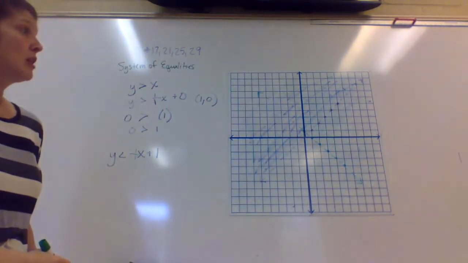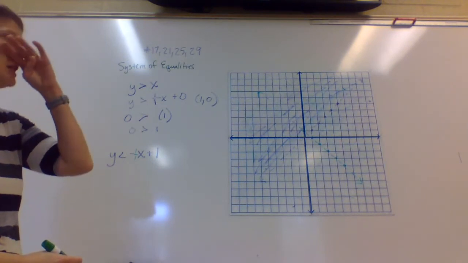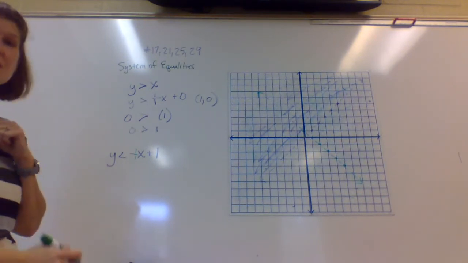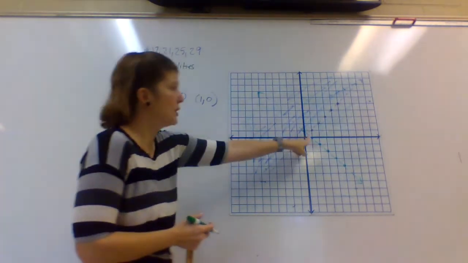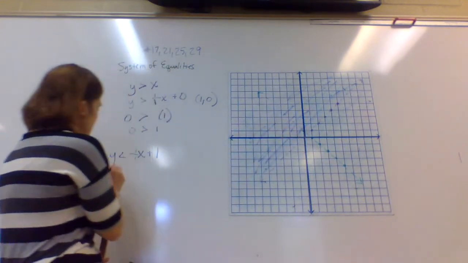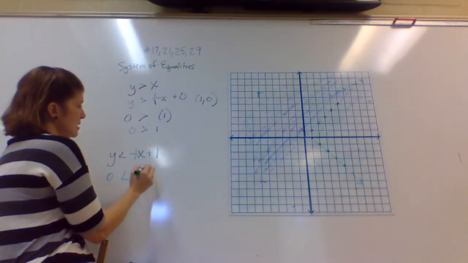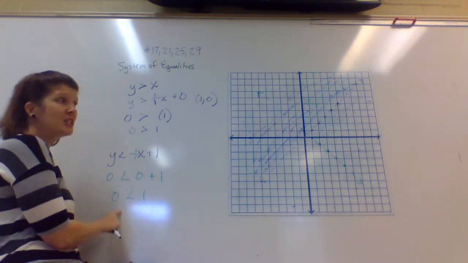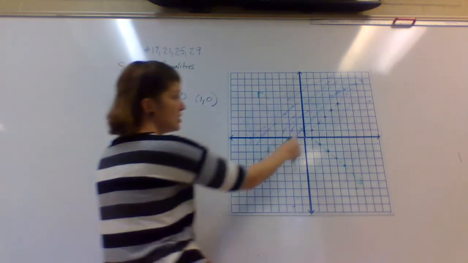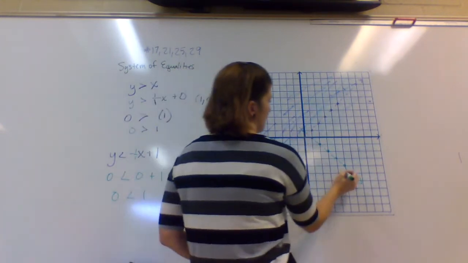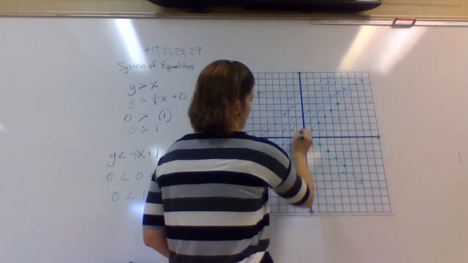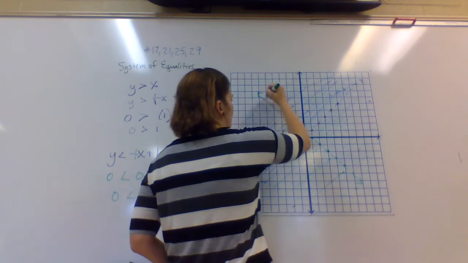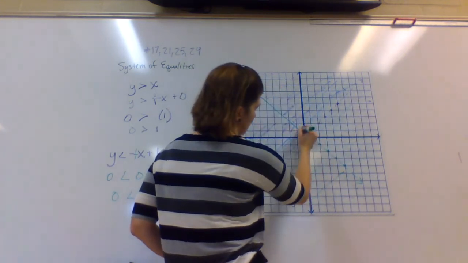Okay, but now I have to figure out where to shade. Thankfully, this one doesn't go right through 0, 0, so I can use my easy one and plug in 0, 0. 0 is less than 0 plus 1. Less than 1. That is true. So I do need to shade the 0, 0. So that'd be this side. Which means the overlap is right there.